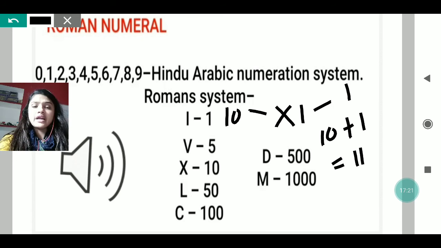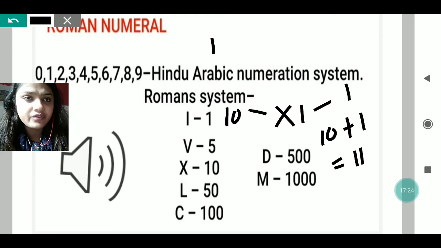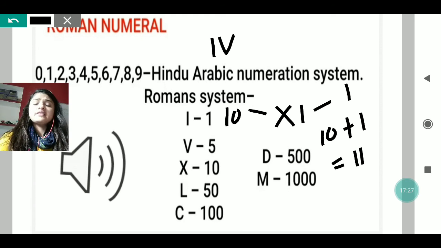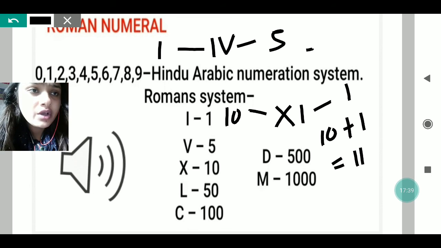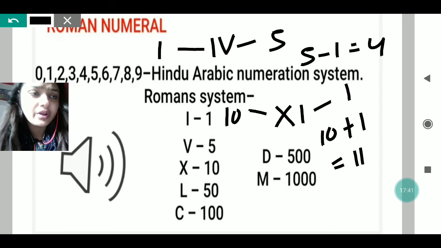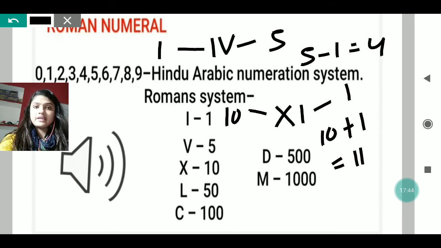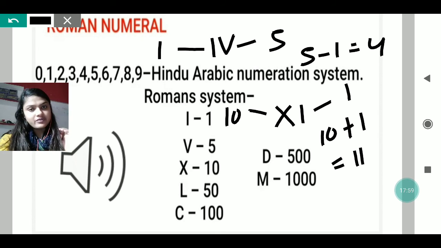The next thing we have learned is that if the smaller Roman numeral is written first and the bigger is written after that, then the value of the smaller Roman numeral will get subtracted from the bigger one. What does it mean? The value of this one is 5 whereas the value of this one is 1. 5 minus 1, we will get 4. So I and V, when we subtract, we will get 4. So when we get the smaller first and the bigger afterwards, we subtract it. And when the bigger is written first and the smaller afterwards, we add it.